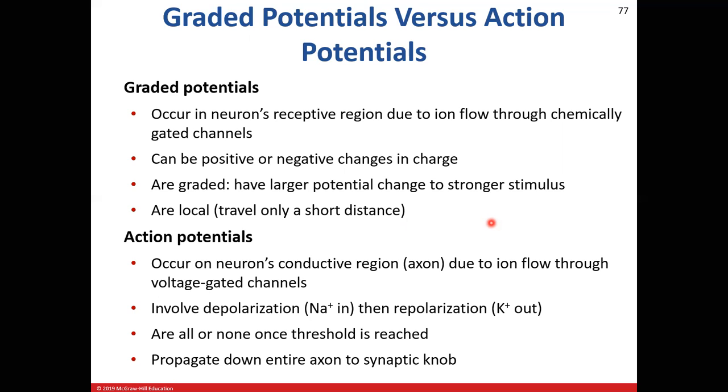It also propagates the entire axon and all the way down to the synaptic knob, where again, a graded potential is short distance. It may come in on a dendrite and be gone by the time it hits the cell body.